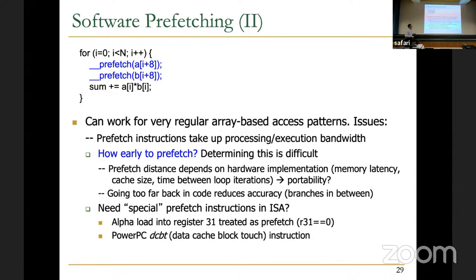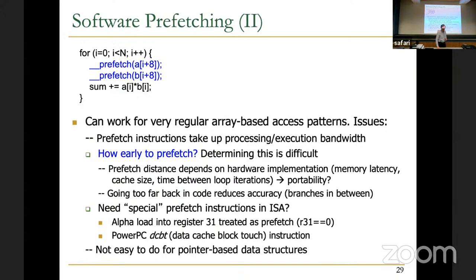Basically, some of them use loads. In the Alpha architecture, for example, a load into register 31 is treated as a prefetch, because register 31 is hardwired to zero. Loading a value into register 31 makes no sense because the ISA specifies it as hardwired to zero. So they use this as a prefetch instruction. PowerPC has a data cache block touch instruction, which is kind of a nice way of saying prefetch, right? You touch the data cache block.